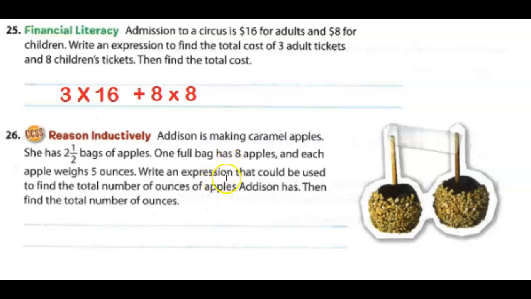So remember, when it says there's 8 apples and each apple weighs 5 ounces, that means how many ounces are in 1 bag? Think of that. That's kind of a key sentence right here. One full bag has 8 apples, and each apple weighs 5 ounces. So that means one bag would weigh whatever 8 times 5 is, right? 40 ounces. And we're trying to figure that out times 2.5, right? So hopefully you guys can figure that one out. If you don't, that's a chance for you to ask one of your teachers.